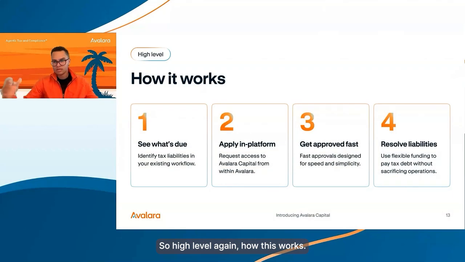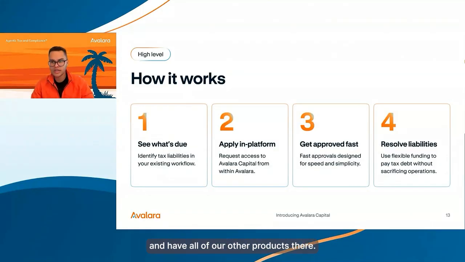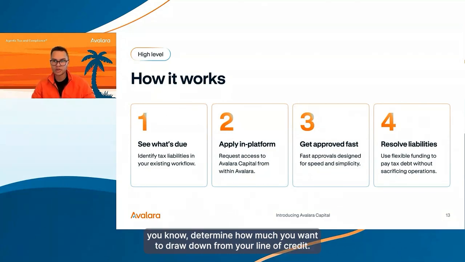So, high level, again, how this works. You already use Avalara. We do the tax calculations and have all of our other products there. You can see what's due, what's owed. You can apply for Avalara Capital in minutes. Once approved, you'll be ready to draw down from that line of credit. And every time that you execute a draw, you have the ability to determine how much you want to draw down from your line of credit.